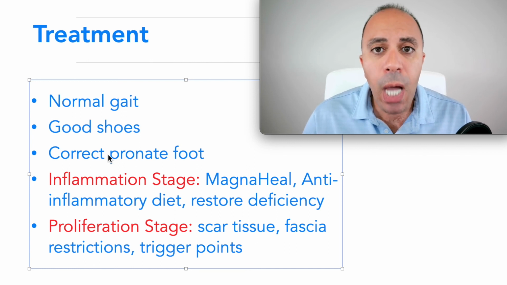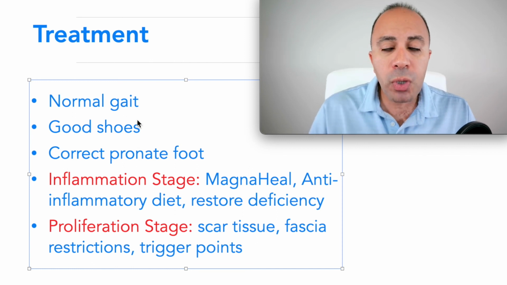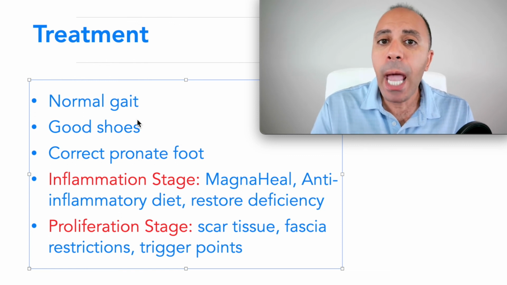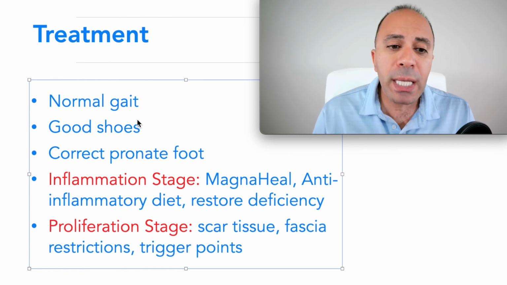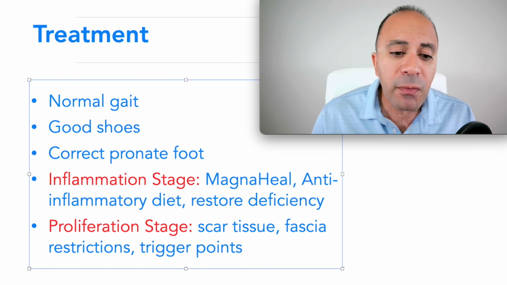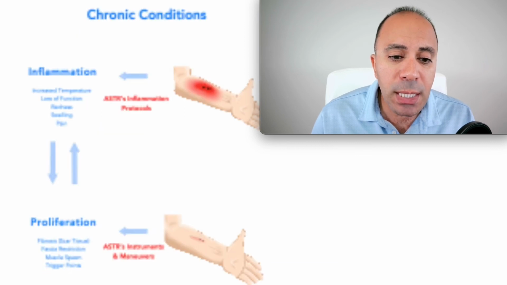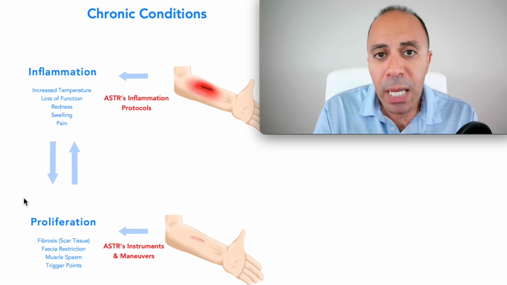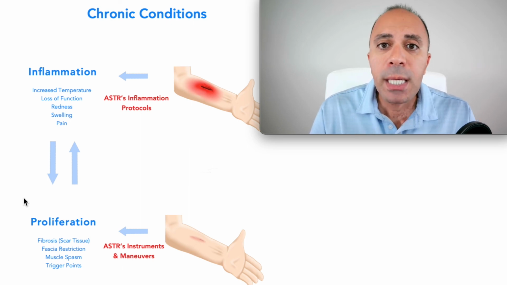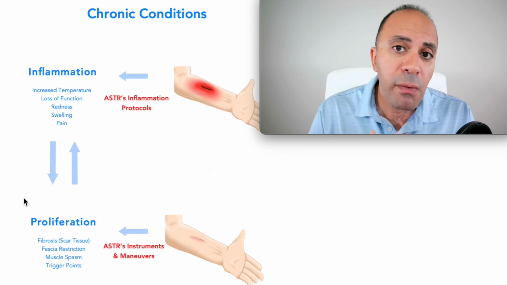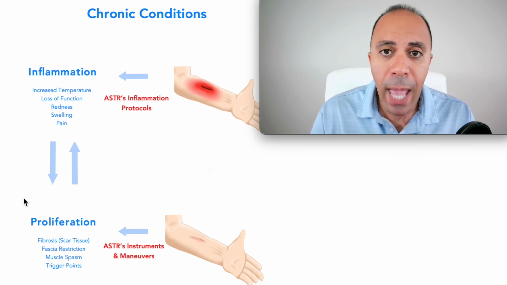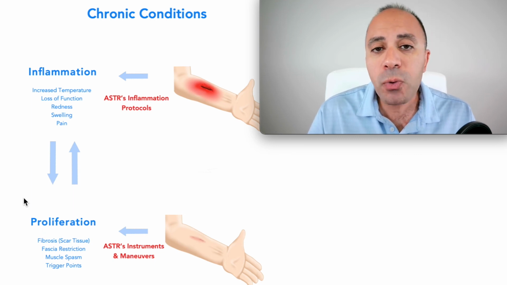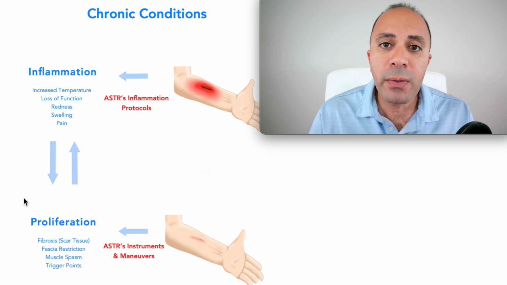At the same time, while we're working on correcting the biomechanics and the anatomy, we have to break that vicious cycle of the inflammation and proliferation stages. In order to do that, we work on decreasing inflammation and swelling, and then breaking down the scar tissue, fascial restriction, and muscle spasm. That's how we treat the root cause of foot pain.